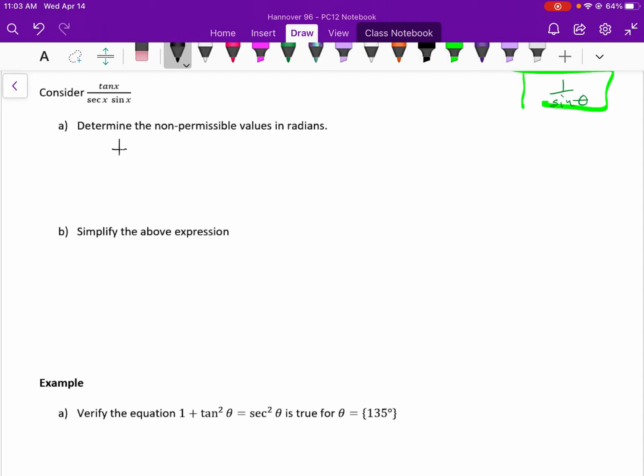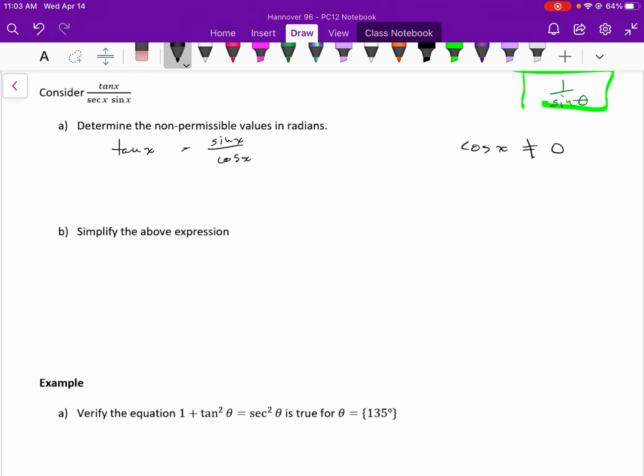Now, consider the numerator, tan x. Tan x is equal to sine x over cosine x. So from the numerator, tan x, I get that cosine x can't be equal to 0. So that would yield pi over 2 plus k pi, where k is an element of the reals.